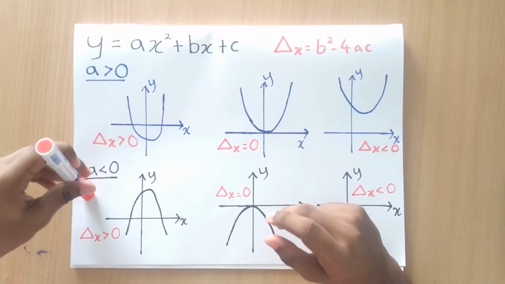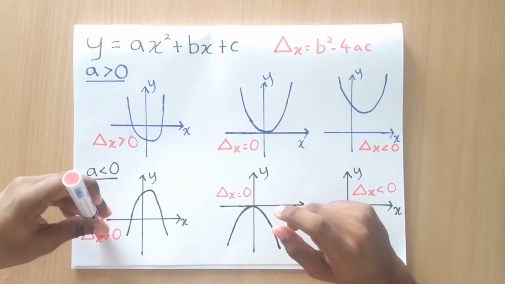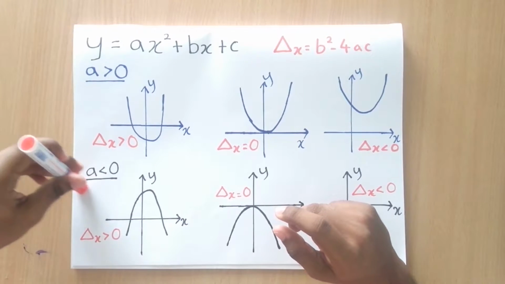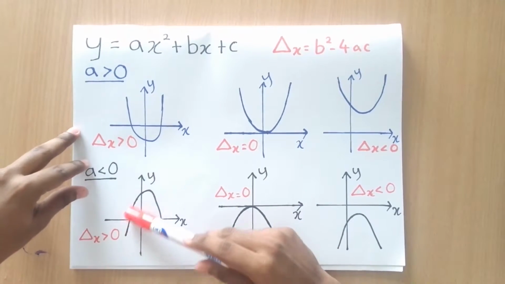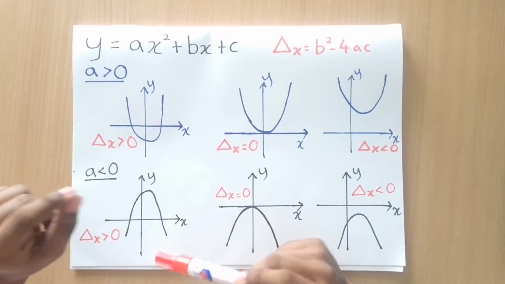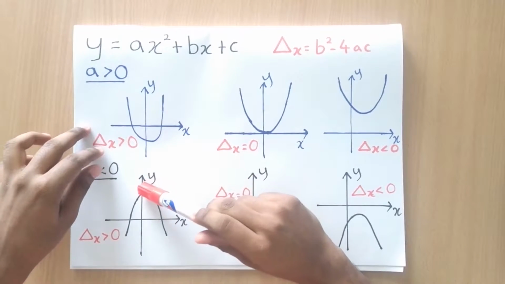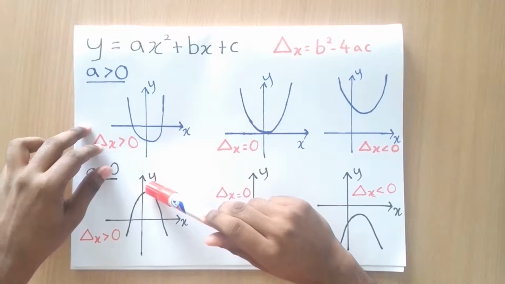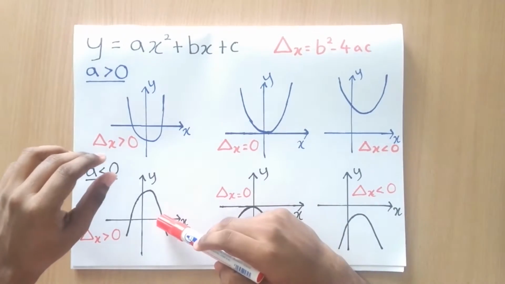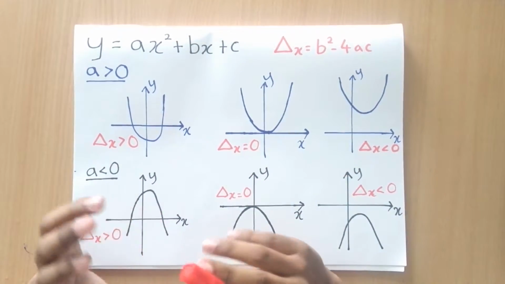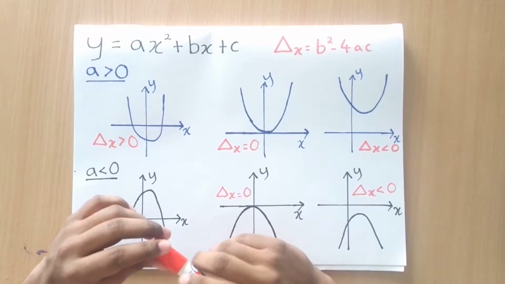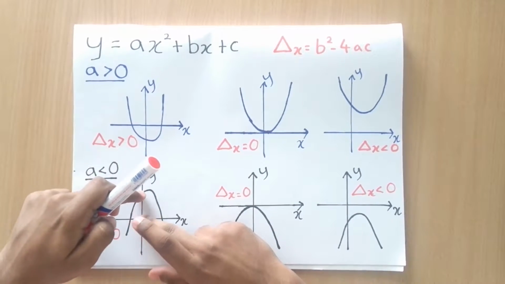The first situation is when delta x is greater than 0 and a is less than 0. The graph will be an upside down U. Therefore, we will have a maxima. Also, here the graph intercepts the x-axis at 2 places. So we will have 2 values for x when y equals 0.